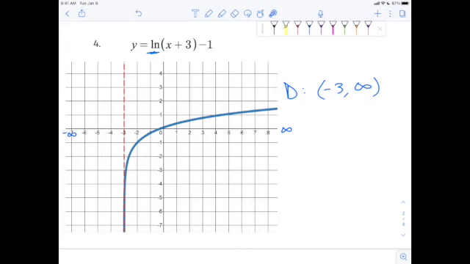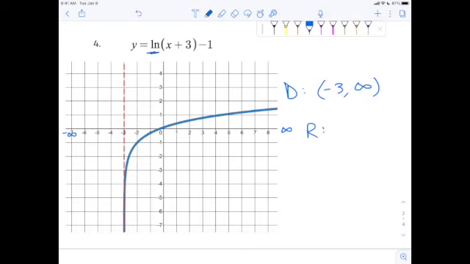And you may recall, this is not about reviewing your log properties, but if you were to plug in -3 here to this function, you would get -3 plus 3, you'd get 0. And then the natural log of 0 does not exist, because that's like saying e to what power gives you 0. And you would never get 0 out. So the inside of a log always needs to be positive. The argument, as they call that.